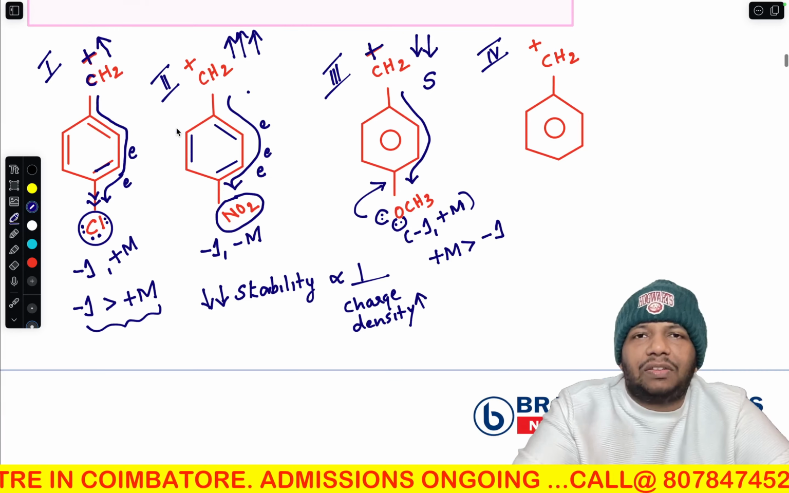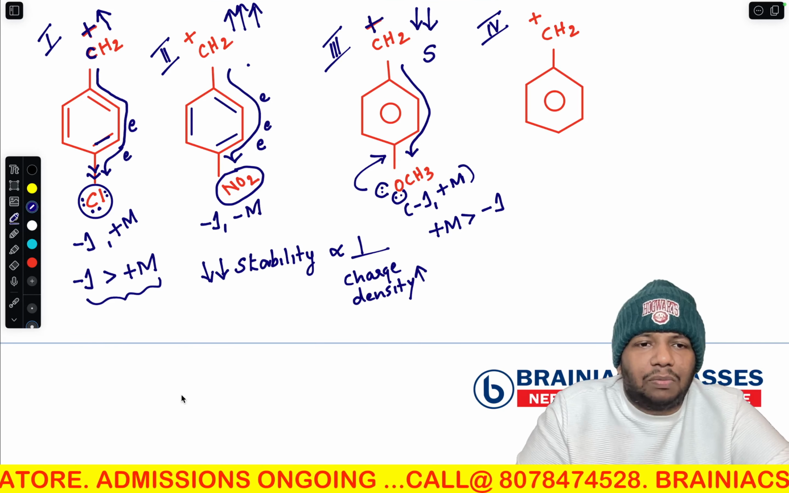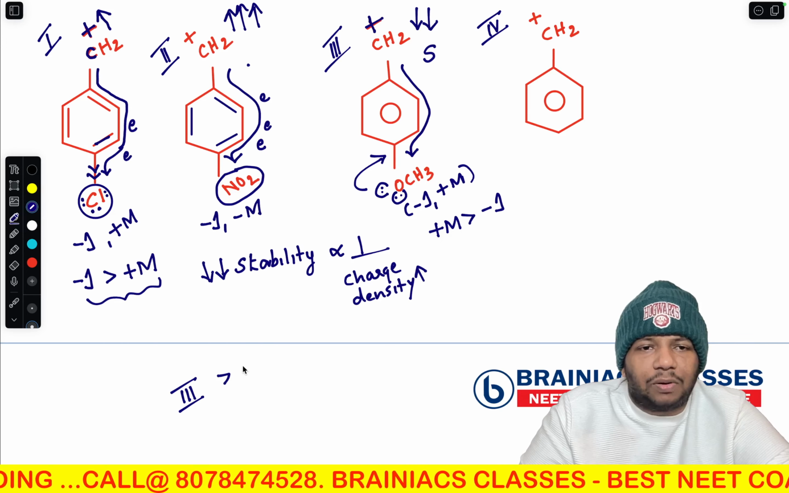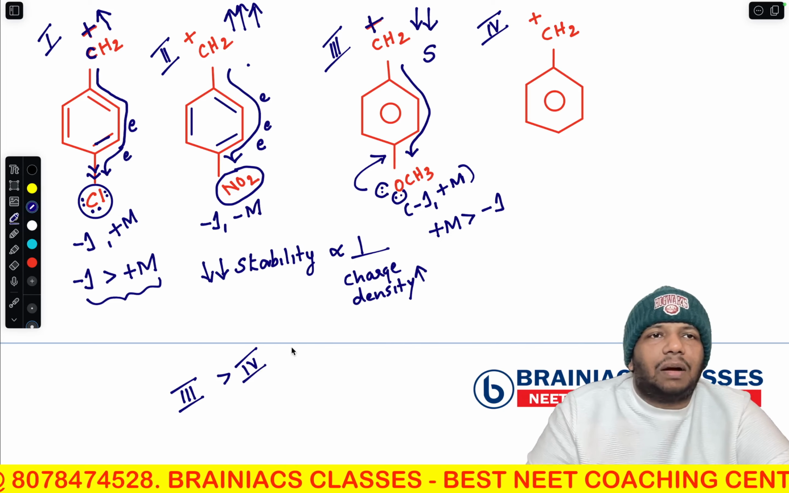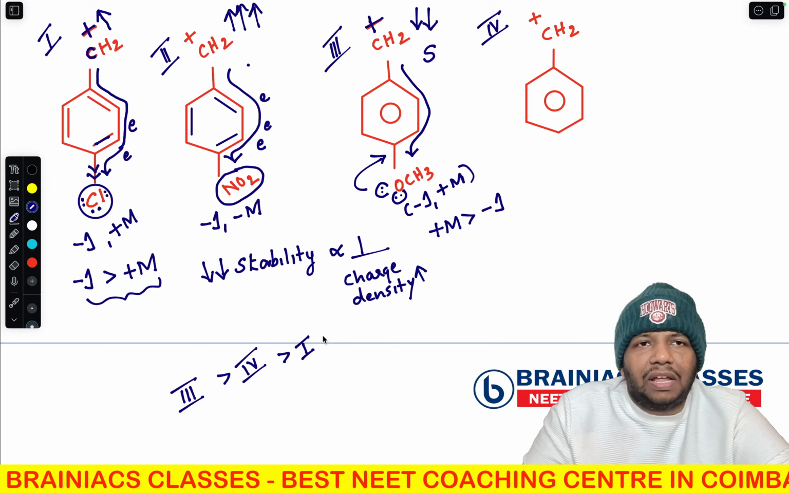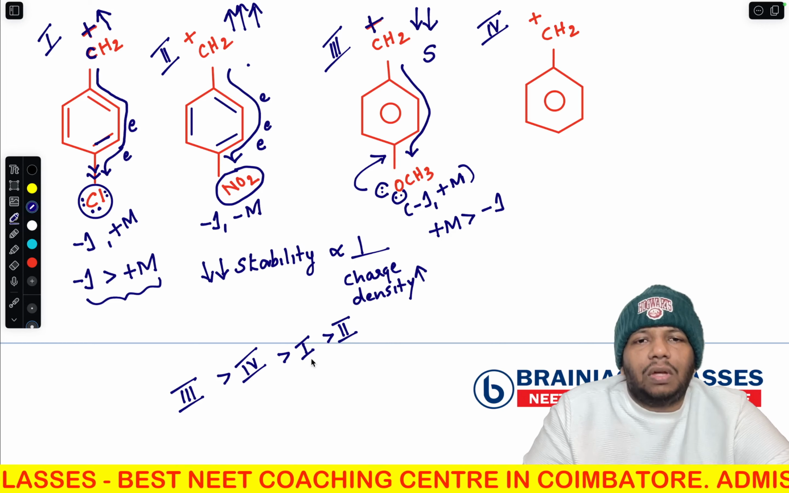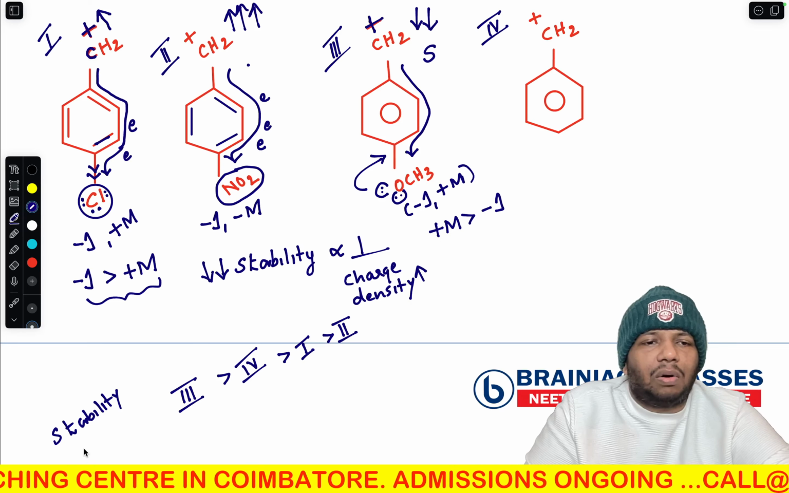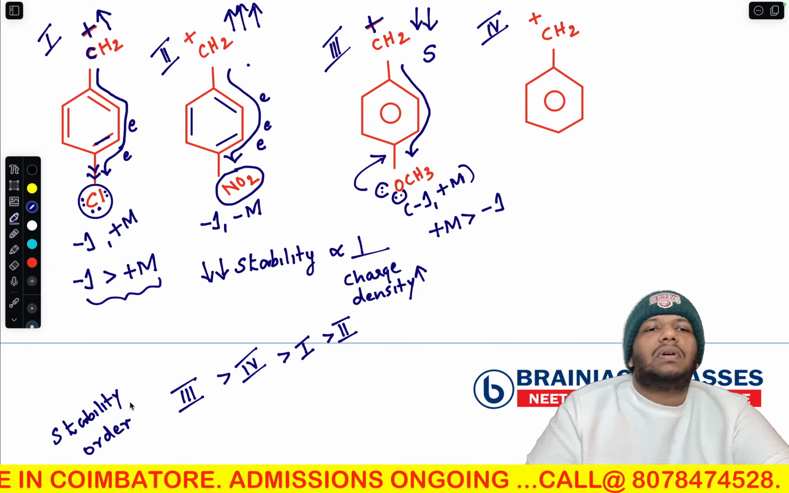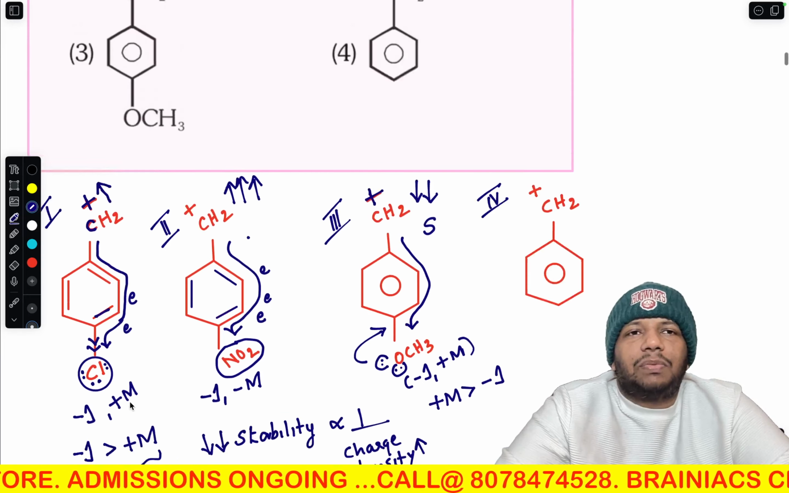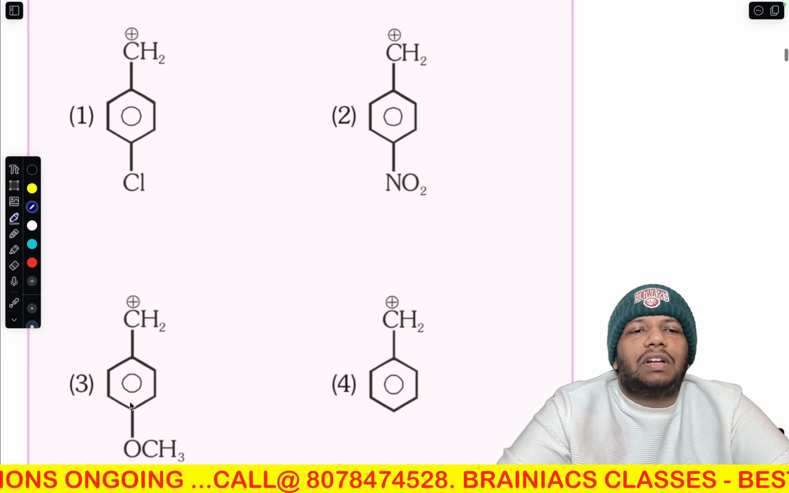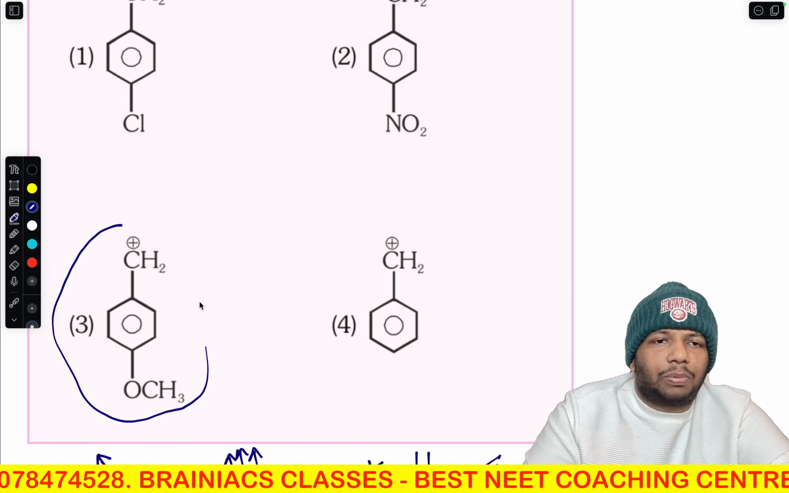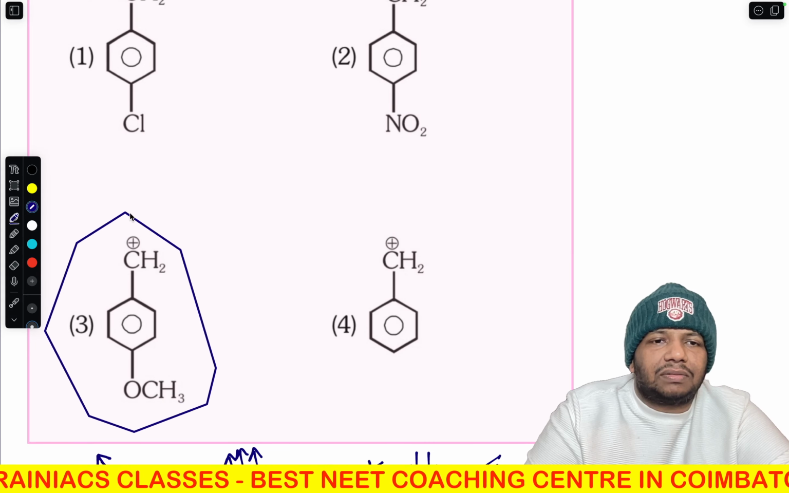If you arrange them in order of stability, the most stable one is the third one. Then the fourth one, because it does not have anyone to pull the electron. Then comes the first one, and then the last one, that is 2. So this is my stability order. I hope you understood the concept. The question here is the most stable carbocation. Most stable means less charge coming into the picture, and my answer is option 3.